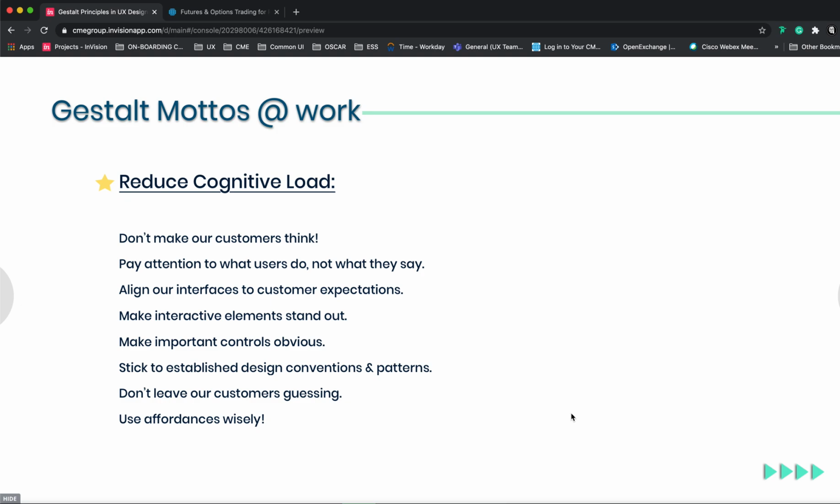And stick to established design conventions and patterns that we actually have and that are used through any website, not just at CME Group. Don't leave our customers guessing, and then use affordance wisely.